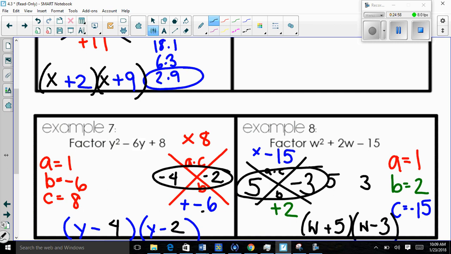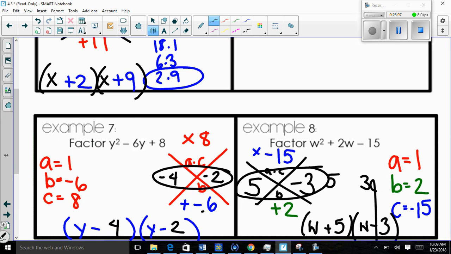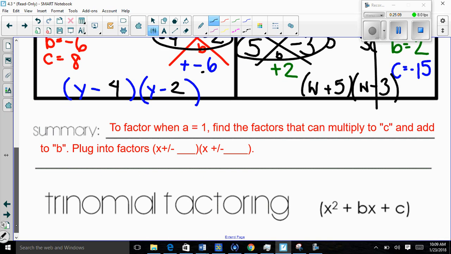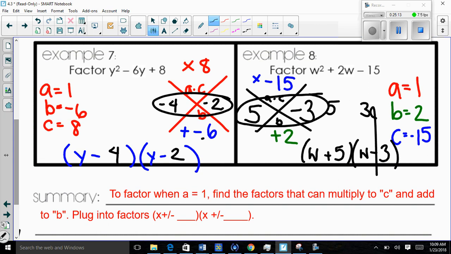So he's just looking for that top one. And when you're done, write however you want to do it. When A equals 1, I find the factors that multiply to C, or if you're going to remember, A times C, and add. So last thing you're going to do is write your little summary, and then we're going to get that practice packet. I'm going to go through a few examples.